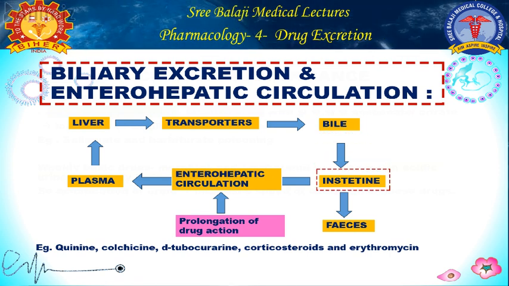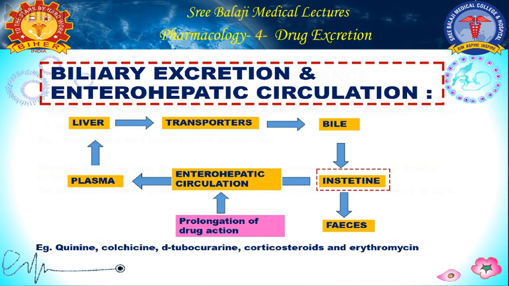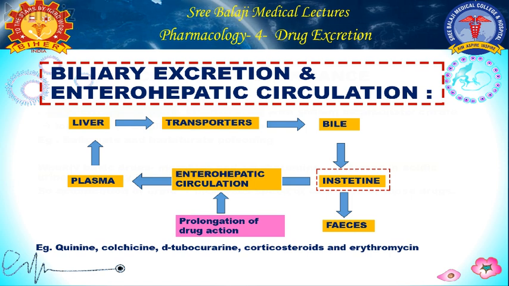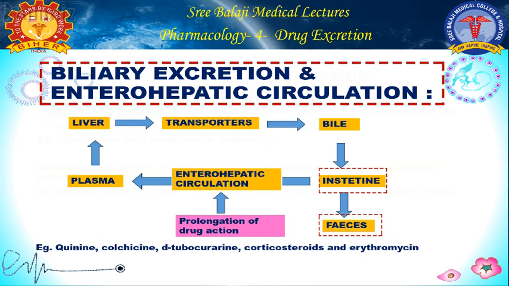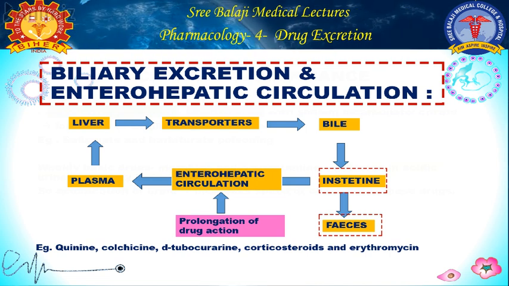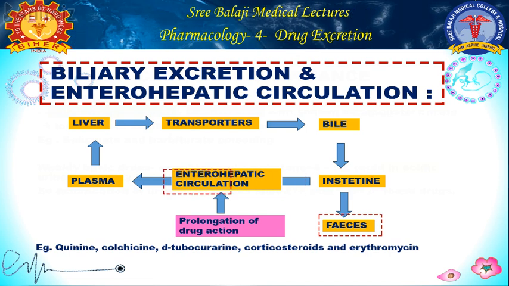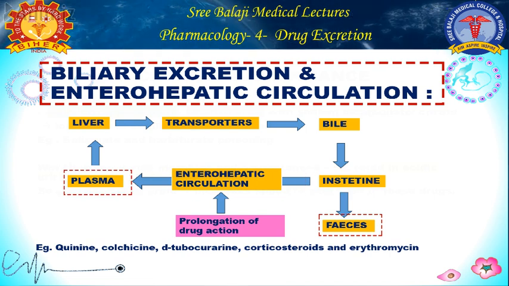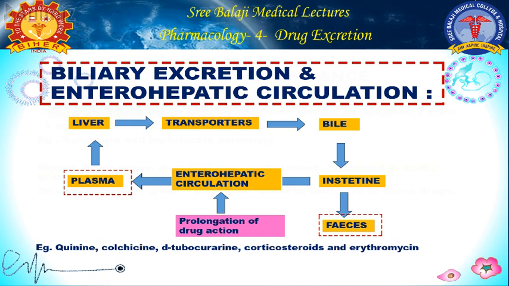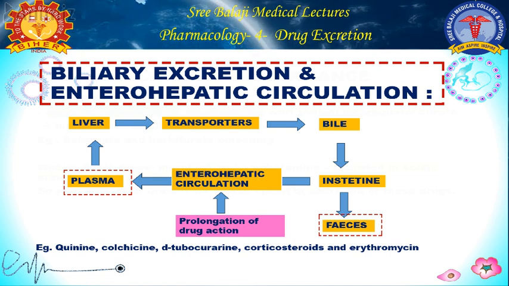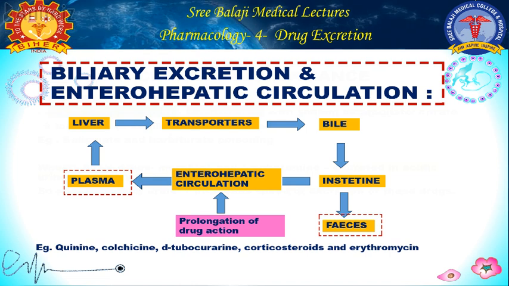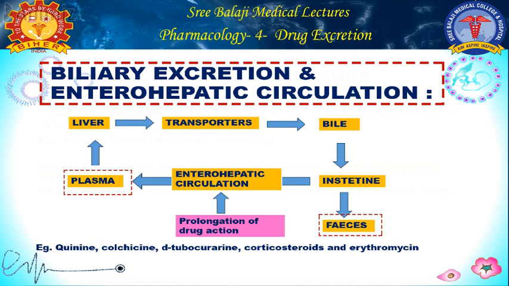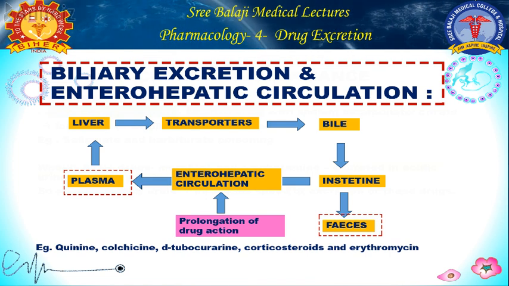From the intestine, certain drugs which are water soluble will just get out via the fecal route, whereas lipid soluble drugs and non-ionized drugs will enter the plasma again and go into the same circulation. This is called enterohepatic circulation. It generally prolongs the drug action because, instead of excreting, it keeps the drug in the circulation for a longer time. Examples are quinine, colchicine, D-tubocurarine, corticosteroids and erythromycin.